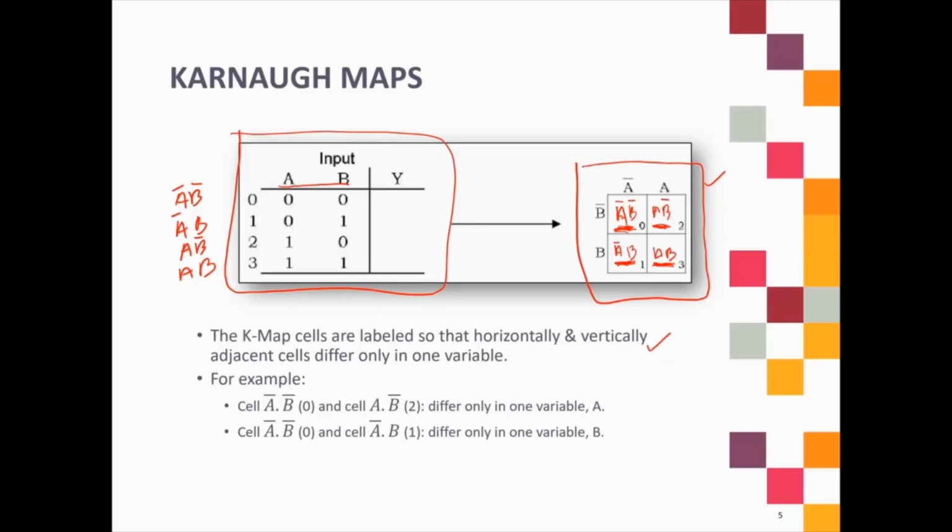Actually for a two variable K-map, you cannot see a lot of differences, because of course you can see that the cells are adjacent. Adjacent cells means the cells that are next to each other. So the K-map must be labeled so that horizontally and vertically adjacent cells are compared, horizontal and also vertical.